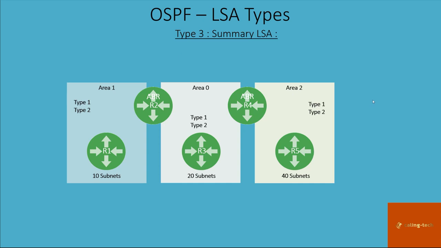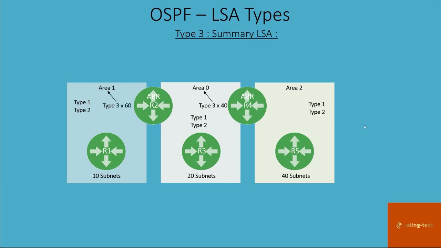If we look at it from the opposite direction, from area 2 across to area 1, ABR R4 will actually advertise 40 type 3s into area 0 to account for the 40 type 1 type 2s that it sees from area 2.